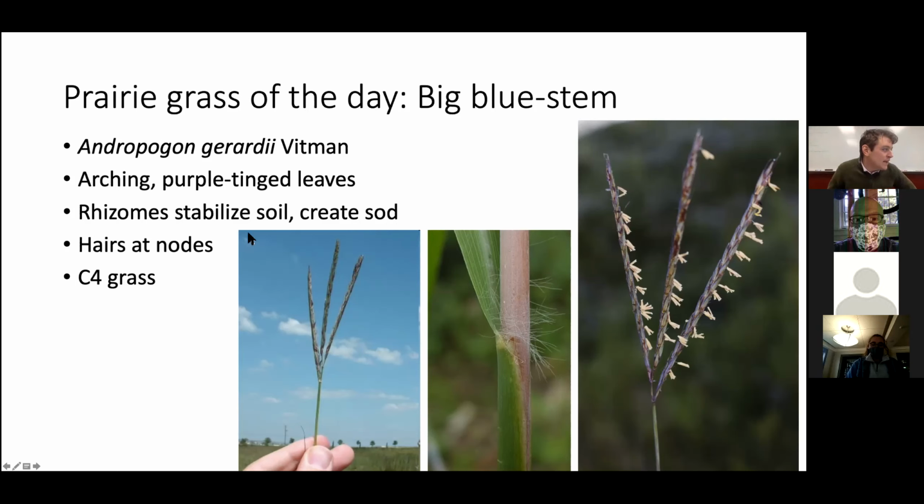And last thing we'll say is it's also a C4 grass. We'll have a whole day where we talk about exactly what that means. But basically, it's a kind of grass that can do rather well during times of water stress and high temperature. So it does well in warm seasons when there's a lot of evaporation. So we call it a warm season grass. So that's our grass of the day.